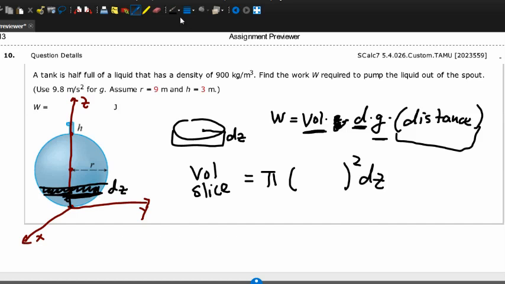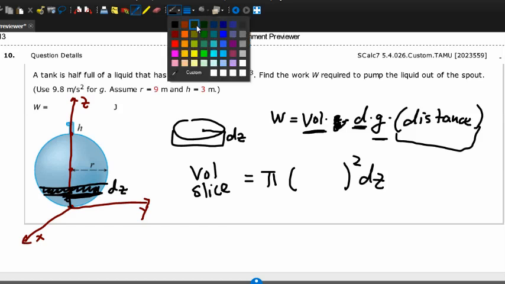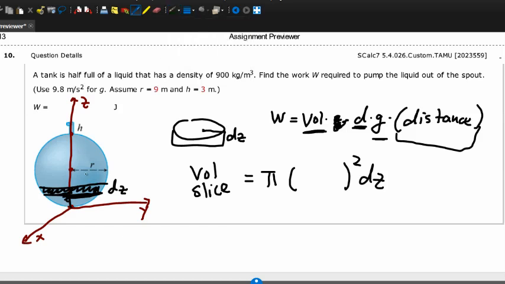Let me go ahead and choose another color. My goal is to find this radius here, right? So what happens when I connect this point to the center? This edge will be the radius, right? It will be as much as the radius, which is in this case 9. Then what about this edge here? It is nothing but 9 minus z, right?